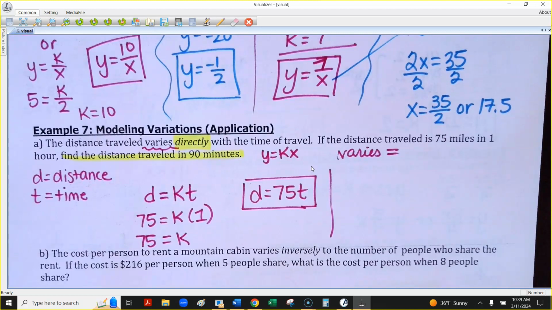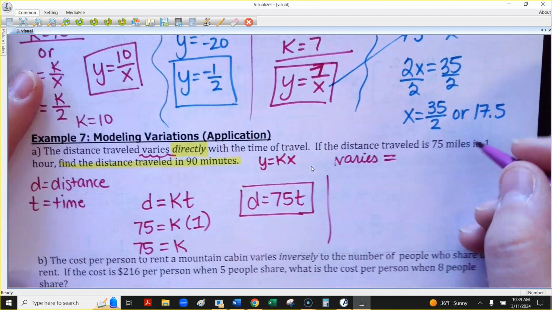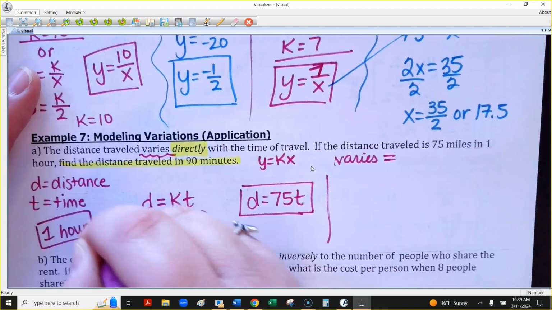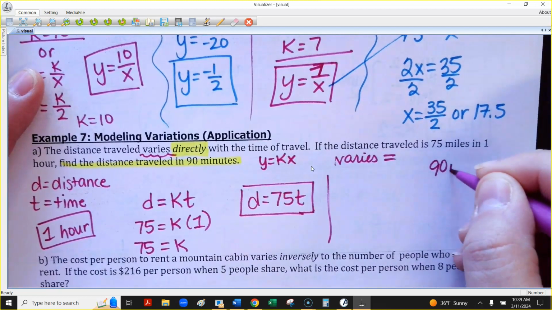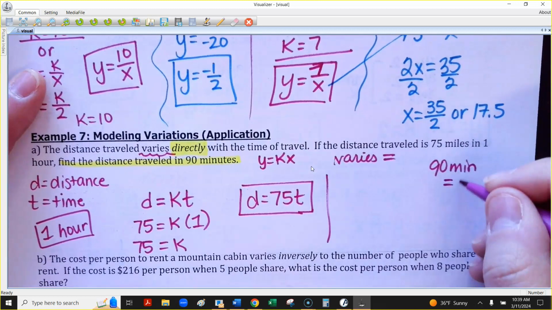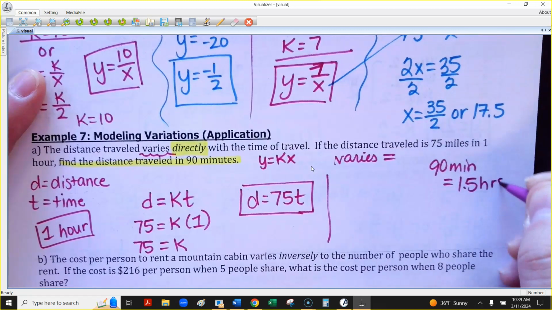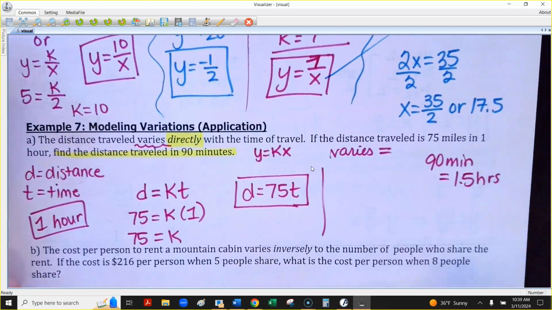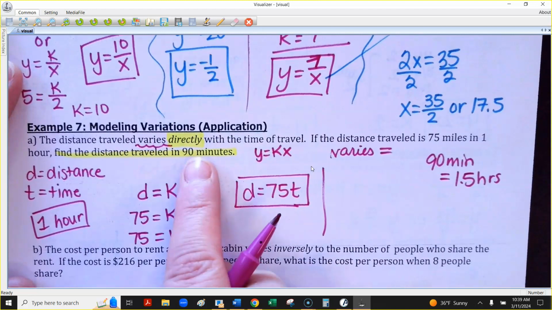Here the time was 1 hour, right? How many hours would 90 minutes be? 1.5, yeah. You have to use the same units. Most of the questions are not going to be tricky like that, but you have to use the same units. So the time was in hours, so 90 minutes is 1.5 hours.